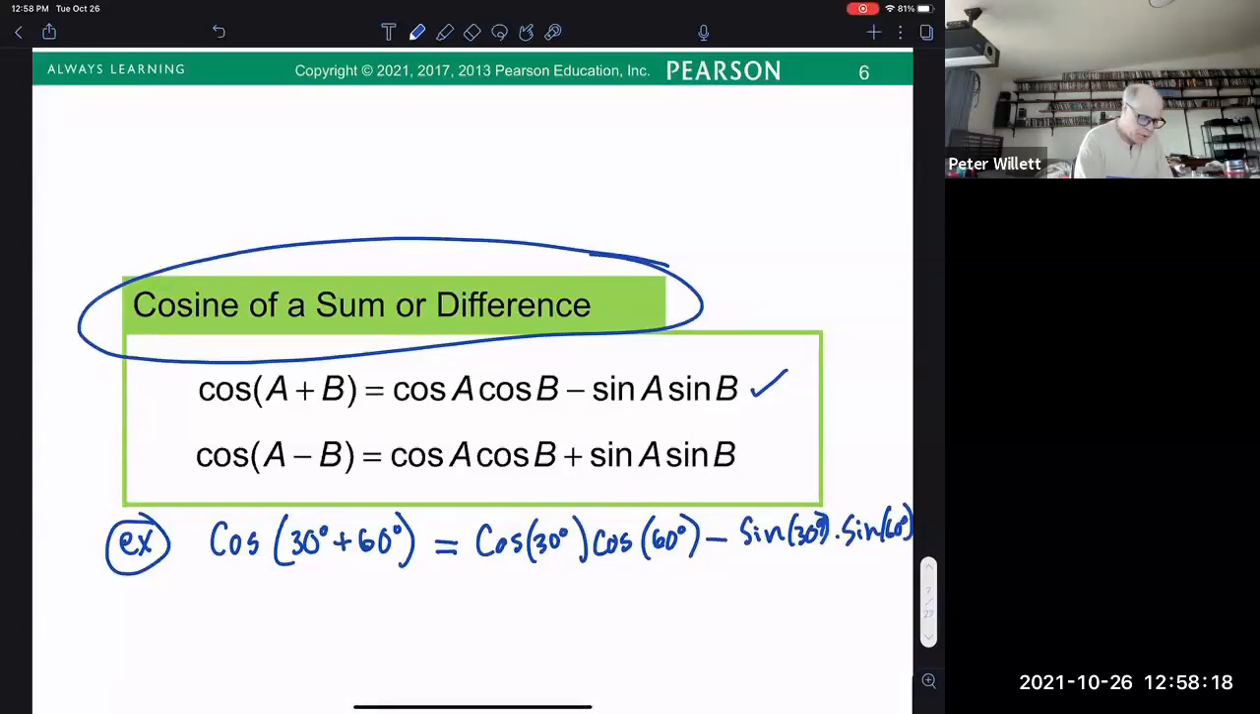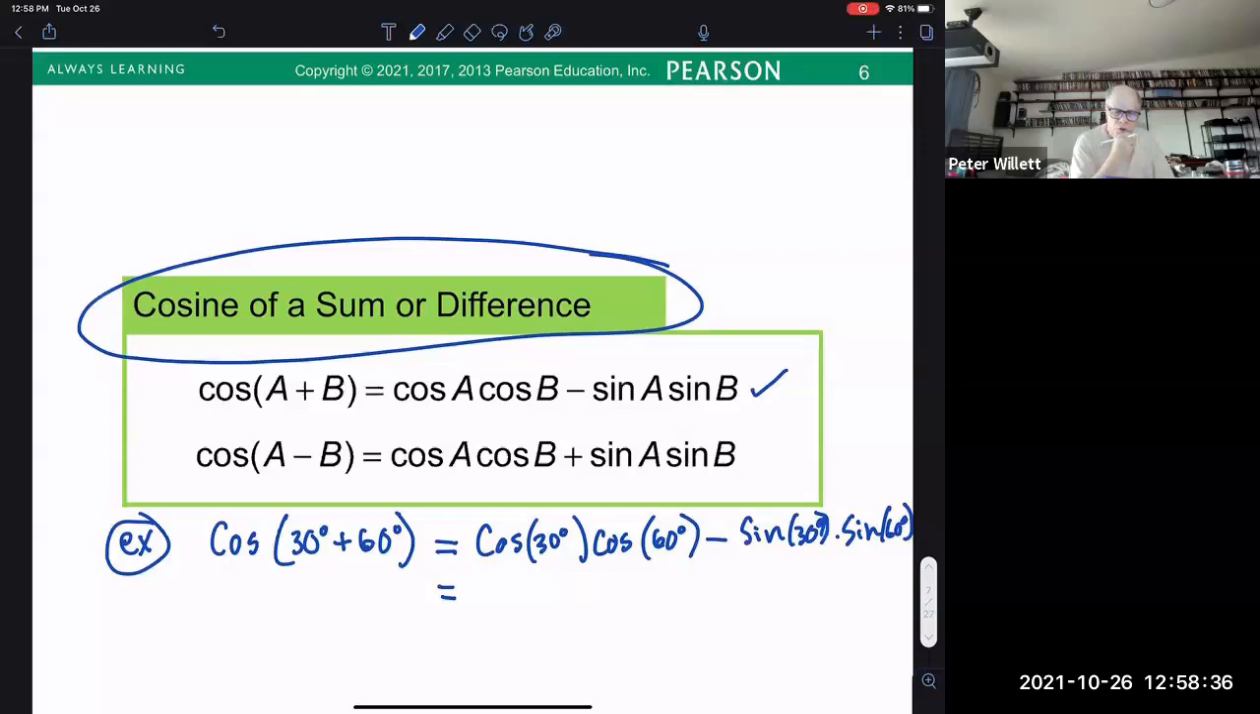And so if we evaluate each of these cosine and sine of 30 and 60 degree values, then we could do the arithmetic on the right. And then, of course, we can check to see if it makes sense with what we would have gotten on the left.